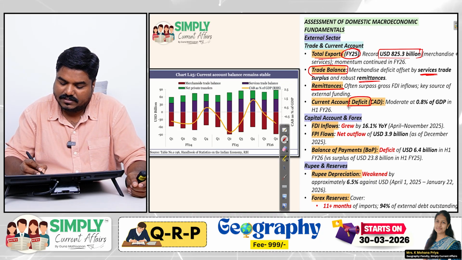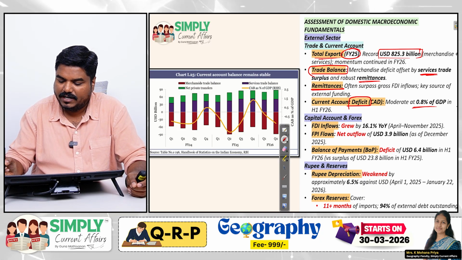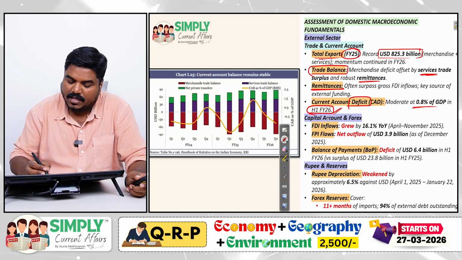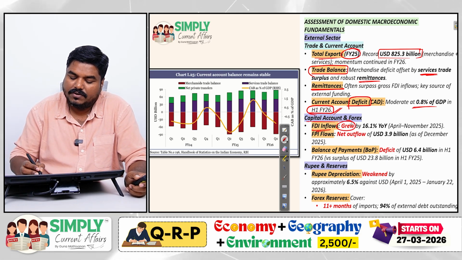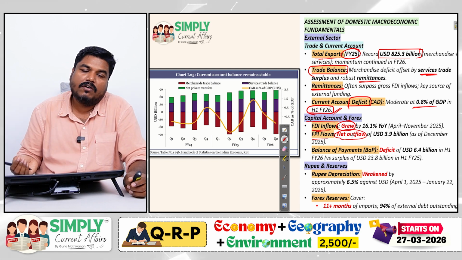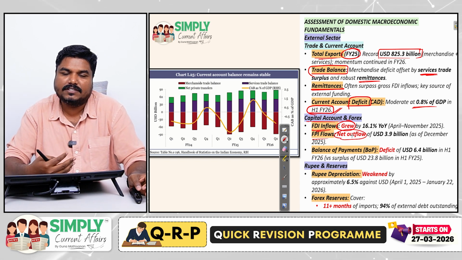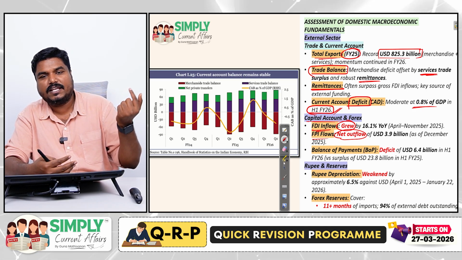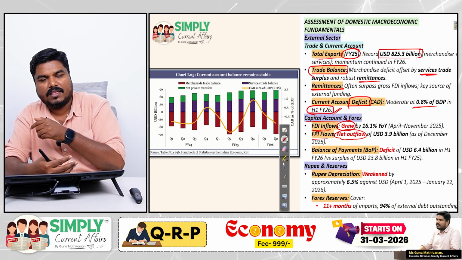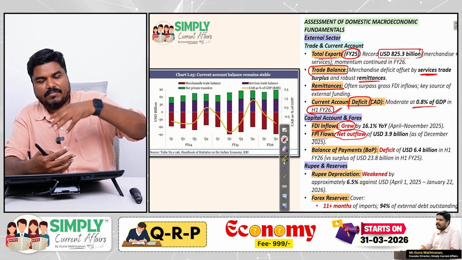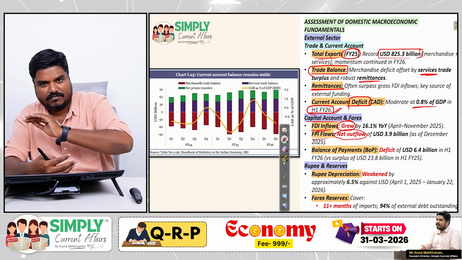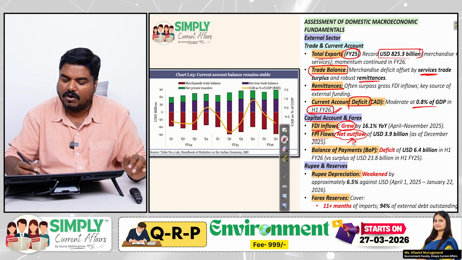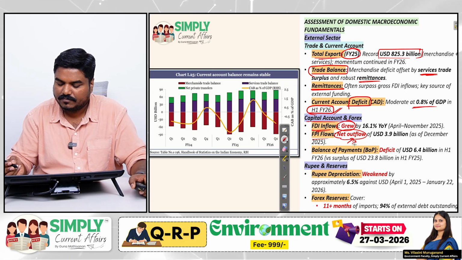So the current account is still facing a deficit. It is almost 0.8% of GDP in the first half of the financial year 26. In the capital account, FDI inflow is growing. There is a net outflow of foreign portfolio investments. Foreign portfolio investment is foreign institutions investing in Indian stock markets. Forget about incoming; a lot of people who have invested are taking their money out. There is a net outflow of the investments.